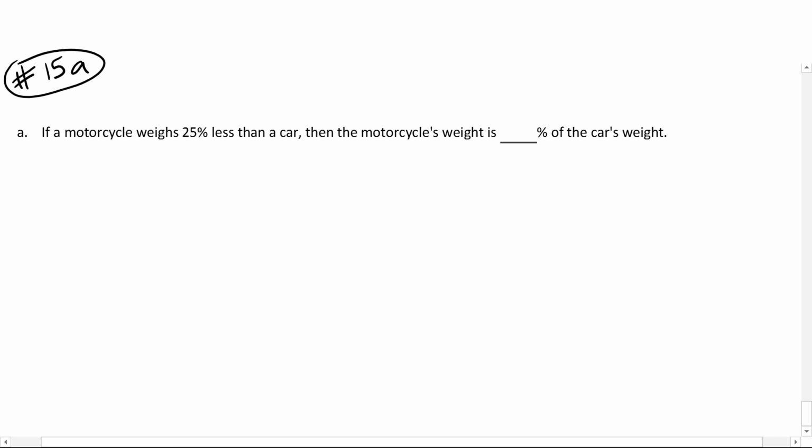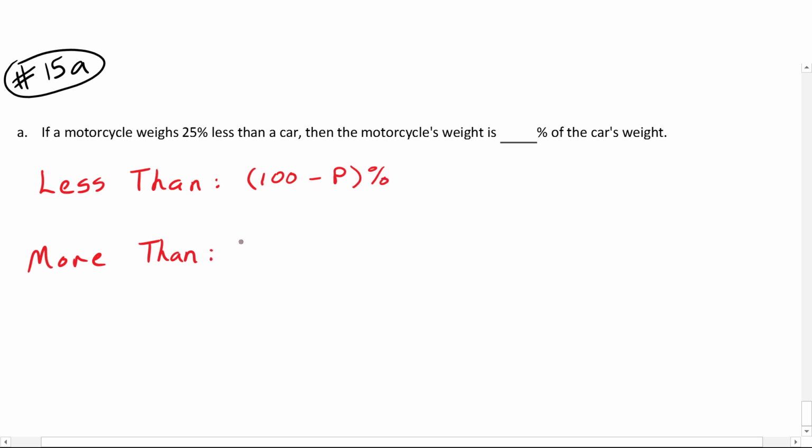Now we're going to look at number 15a. And this one has again to do with percentages. It says if a motorcycle weighs 25% less than a car, then the motorcycle's weight is 75% of the car's weight. So the key words to look out for sometimes are less than or more than. If it's less than, then what we do is we take 100 minus the percentage to get the new percentage, or if it's more than, we add that number to 100.